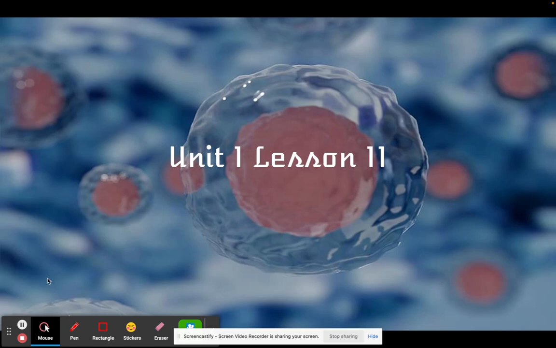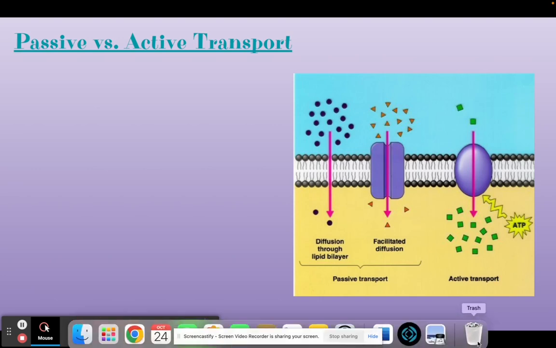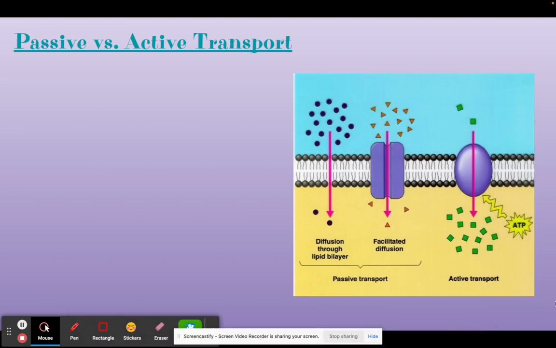Here we go. The next type of cellular process we're going to be discussing is passive versus active transport. So when you think of things being transported, that's usually materials or things moving either to another location or coming into a location. So when we're discussing this, I want you to be kind of thinking at the cellular level.